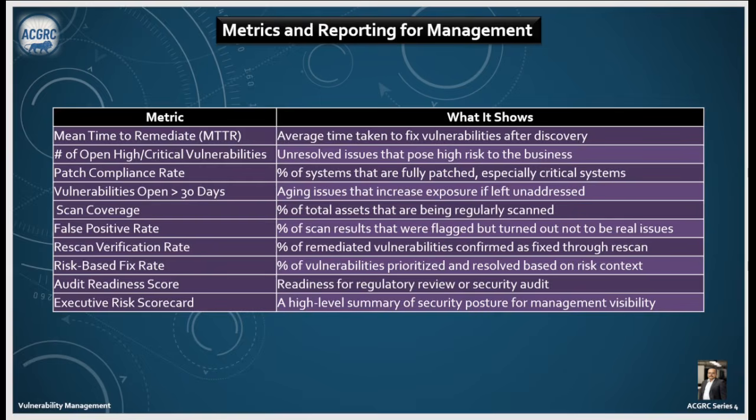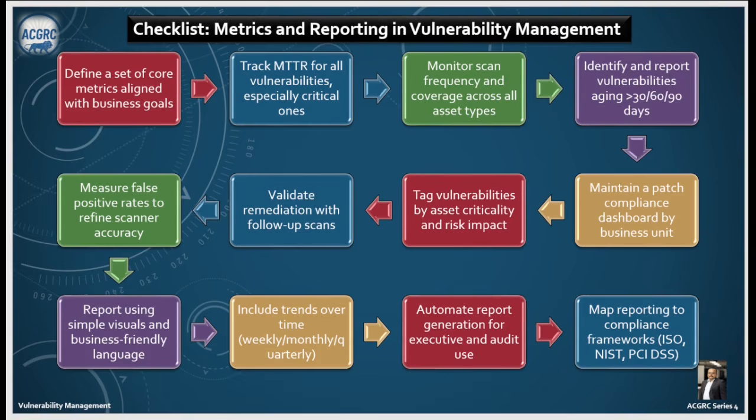Let's look at a checklist. Maybe this will help you get the story together, all that we discussed till now. How do you start managing it? Well, you start by defining a set of core metrics aligned with business goals. Next, track the MTTR for all vulnerabilities, especially the critical ones. Monitor scan frequency and coverage across all asset types. Identify and report vulnerability aging greater than 30 days, 60 days, 90 days, and so on. Maintain a patch compliance dashboard by business unit.